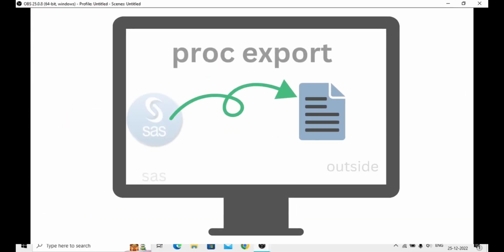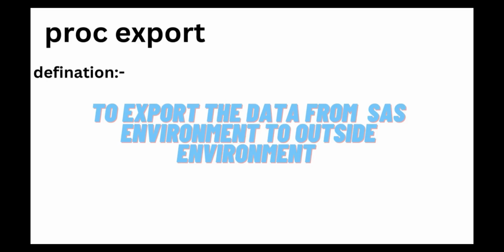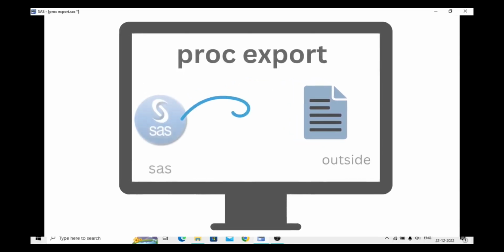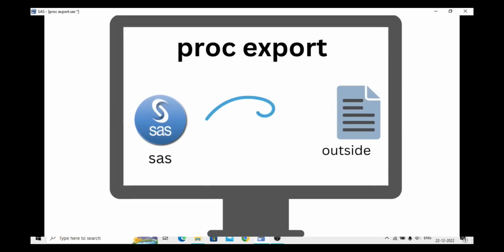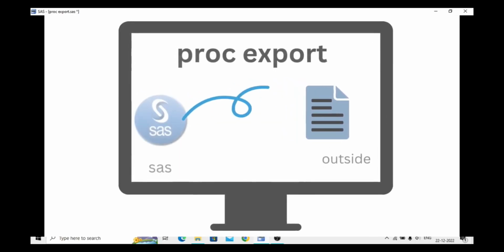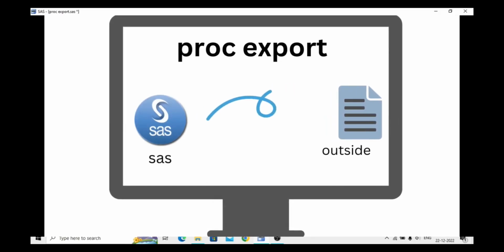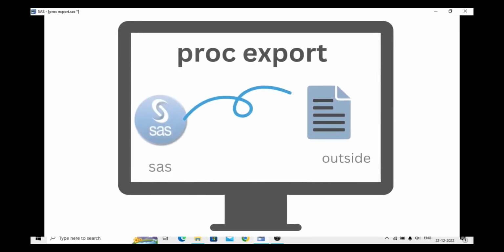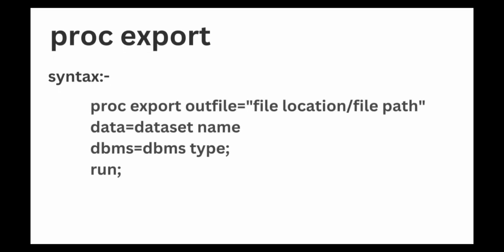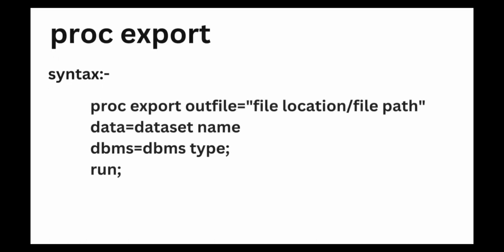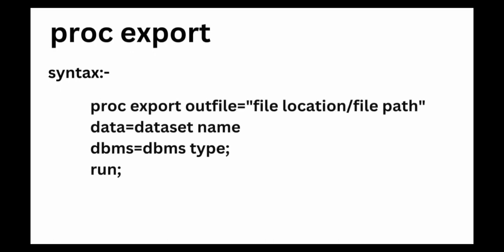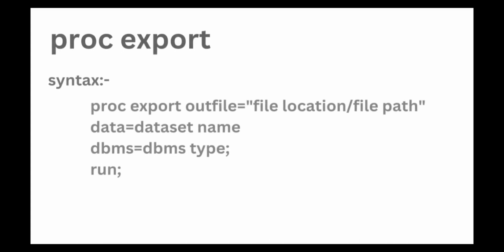Now the next one is proc export, and the definition is to export the data from the SAS environment to an outside environment. Simply, if you have a data set in your work library or any other library in your SAS environment, export that file as an Excel sheet or as a text document. The syntax is proc export data equals to the data set name, outfile equals to the file location or file path, and DBMS equals to the DBMS type. It is the same as the DBMS type in proc import, the same for export also.